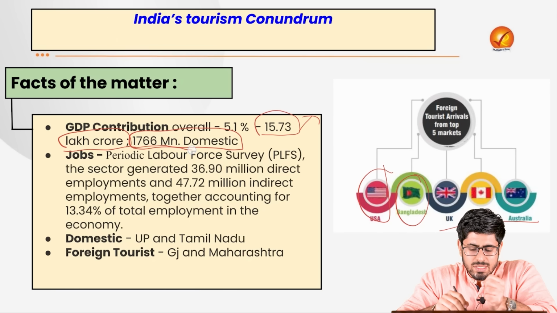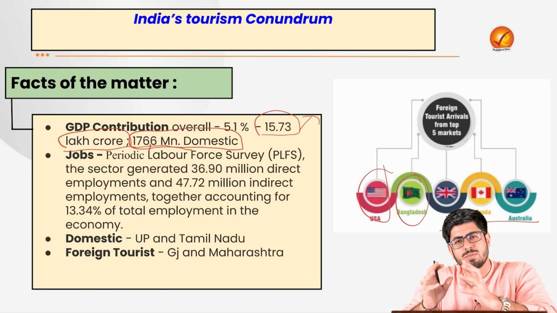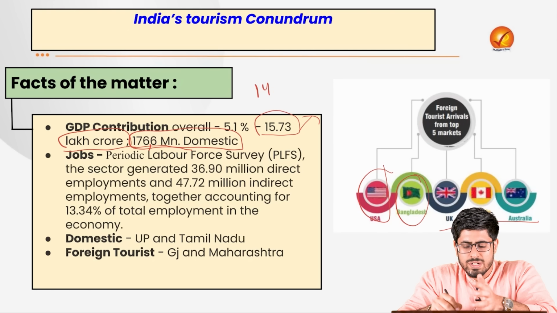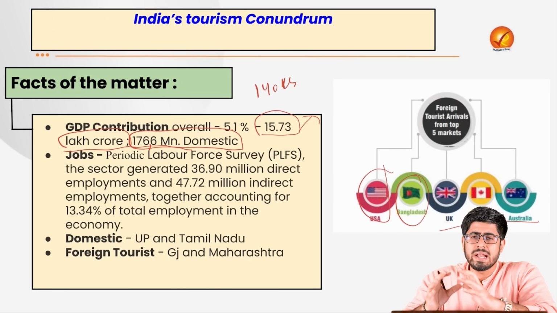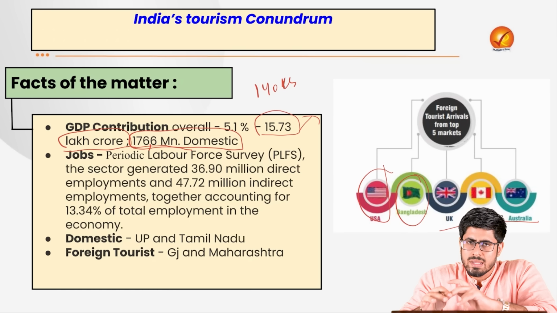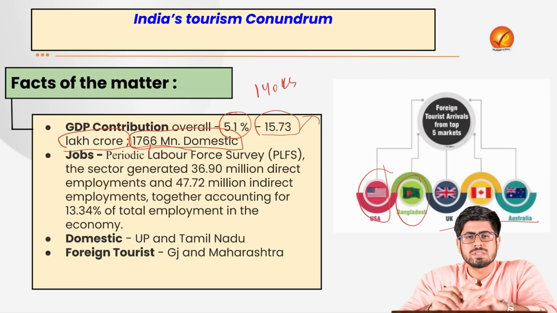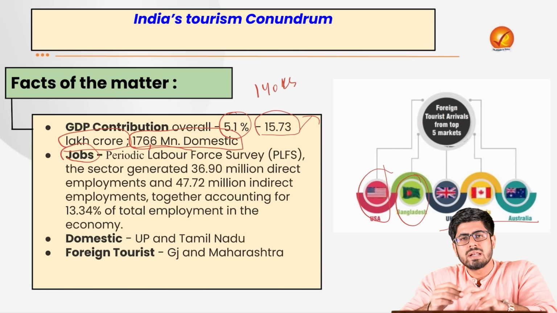If you count this in number of crores, it is like 176 crore people were the domestic tourists when the population of India was only 140 crore. So you get the irony here. Despite these numbers, which are not satisfactory, they are still contributing around 5% to India's GDP. And they are also a major creator of jobs.